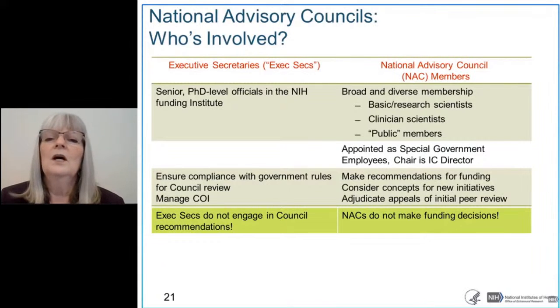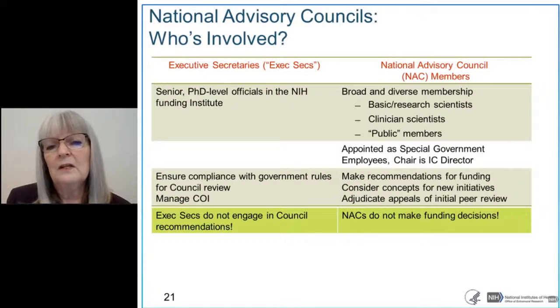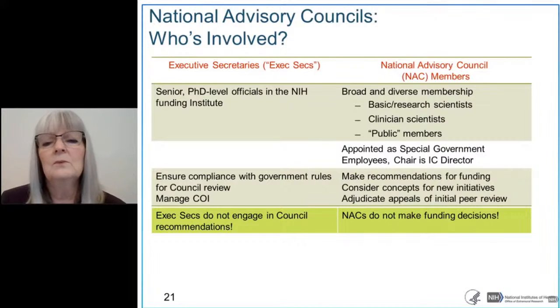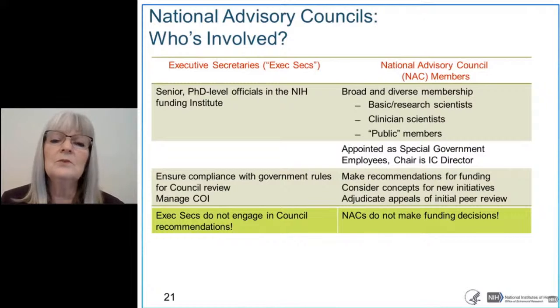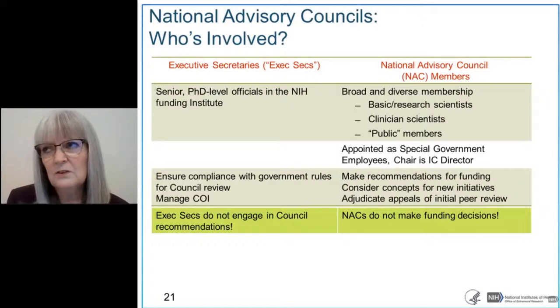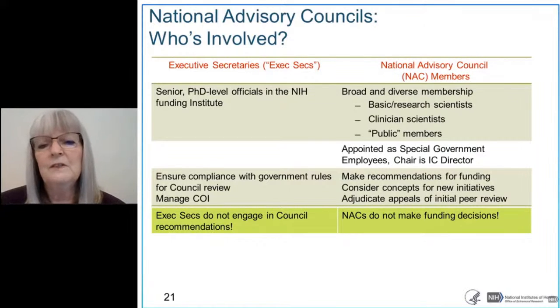Who are the council members? National Advisory Council members tend to represent a broad and diverse membership. These can be basic or research scientists, clinician scientists, and often you will see public members on a National Advisory Council. Sometimes disease advocates or patient advocates will appear. And a key distinction between these reviewers and reviewers in initial peer review is that council members are appointed as special government employees, and the chair of the advisory council is the director of the NIH Institute or center where the application could be funded.